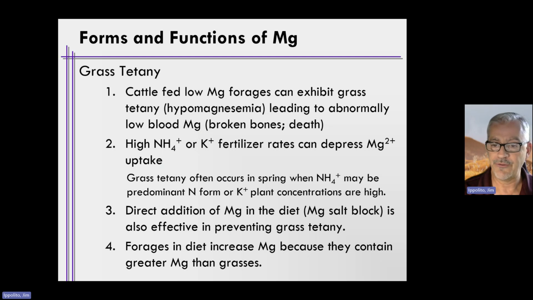So how do we overcome grass tetany? You can directly add magnesium into the diet of ruminants. Simply a magnesium salt block or salt lick is effective at preventing grass tetany. Forages in the diet of ruminants typically increase magnesium because they oftentimes contain greater magnesium than grasses. So it should really say legumes in the diet. Regardless, this is an indirect effect of lack of magnesium or deficiencies in our soil systems.